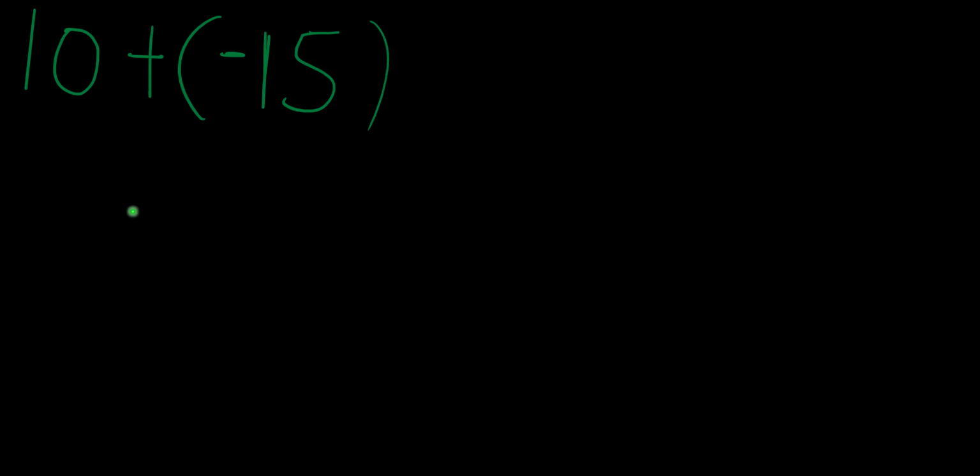Alrighty, in this example, we have +10 plus -15. Because we have one number that's positive and another one that's negative, we're going to want to take the difference. So the difference between 10 and 15 is going to be 5. And because -15 is greater than +10, our answer is going to be negative. So the answer would be -5.